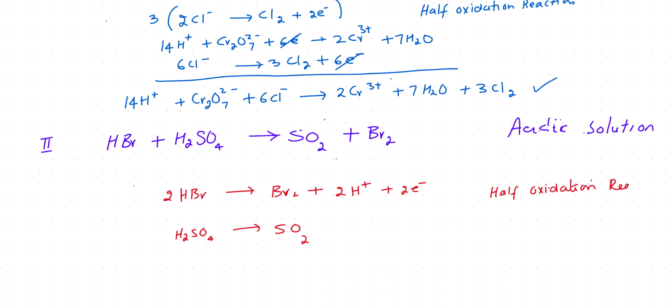Another half reaction is H2SO4 changing to SO2. So one sulfur. There are 4 oxygens here, only 2 oxygens there. To add oxygen, we always add water. So we have to add 2 water molecules to get 2 oxygens. Now we have 4 oxygens, 4 oxygens. But now we have 4 hydrogens, 2 times 2, 4 hydrogens. This side has only 2 hydrogens, so we add 2H plus.